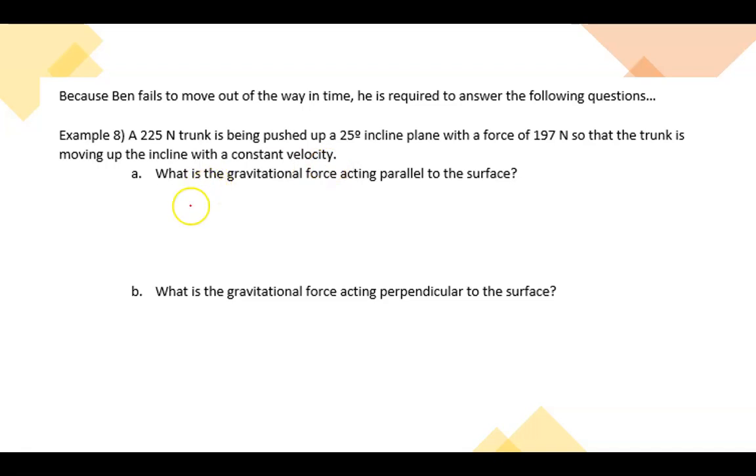Okay, so let's think about what's happening here. We've got the trunk, it's got a force down of 225. It's being pushed up with 197 newtons, and the net force here has got to be balanced. So what's the gravitational force running parallel to this? Well, that parallel component, at the angle which we know is 25 degrees, is just going to be 225 sine 25, because it's a right angle.